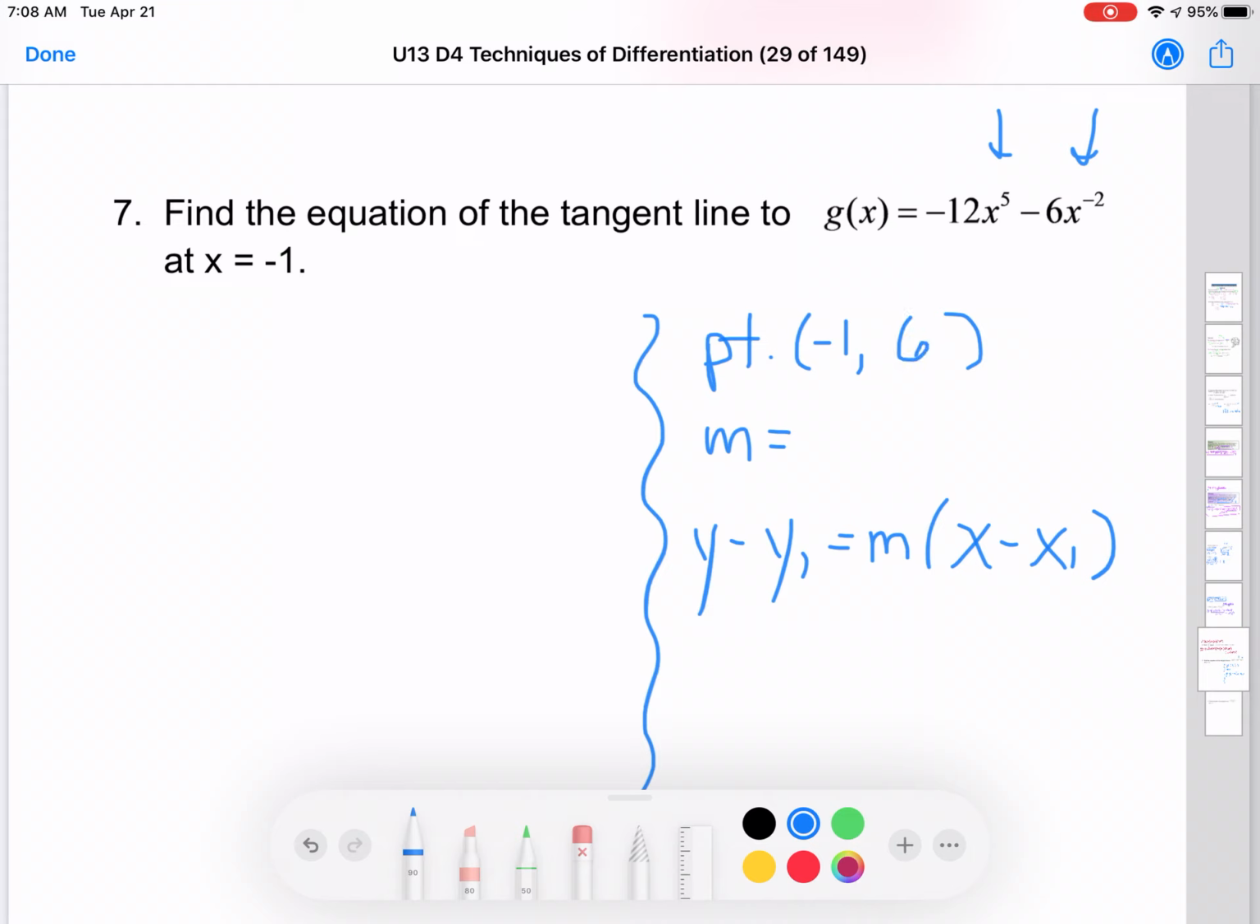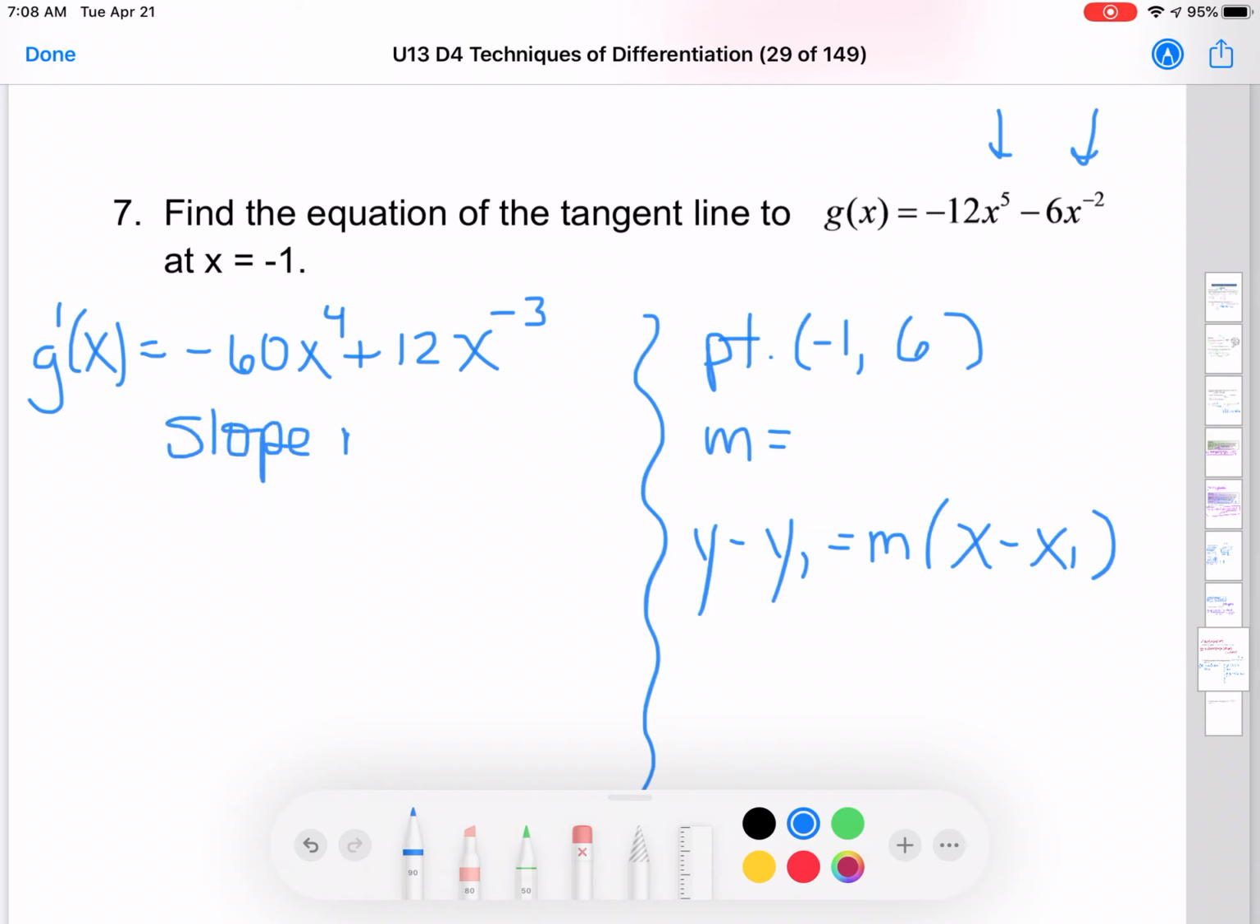Okay, now I need to find the slope. So let's find the derivative. That'll give us the slope machine. And then we'll plug in -1, which will give us the slope at that value, that instantaneous rate at that value. All right, so the derivative is equal to -60x to the 4th plus 12x to the -3rd power, right? Decrease -2 by 1.